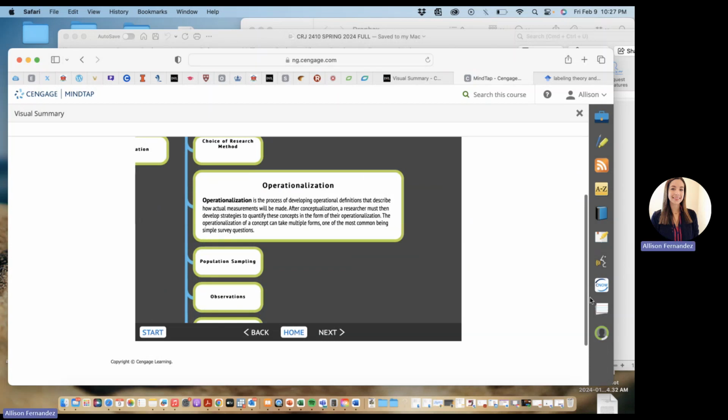All right, so your material makes it sound really complicated. Operationalization is the process of developing operational definitions that describe actual measurements. The easiest way to think about this is, let's say you're interested in speeding violations in a certain area. So your conceptualization of speeding would be very straightforward, right?